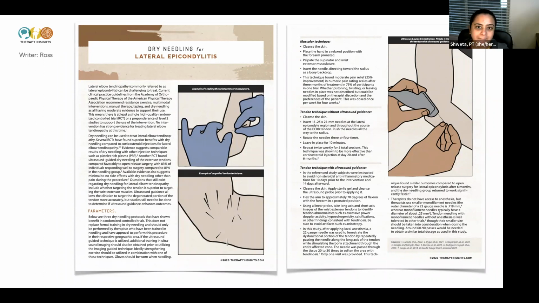Off to you, Ross. Yeah, so the orthopedic section of the American Physical Therapy Association released clinical practice guidelines for lateral epicondylitis, I believe in December, pretty recently. There was no single treatment that had grade A evidence, meaning a preponderance of high quality randomized controlled trials. And there were several treatments that had grade B evidence, meaning that there was at least one high quality randomized controlled trial to support it, or a preponderance of lower level studies.